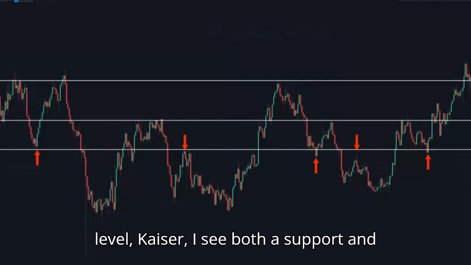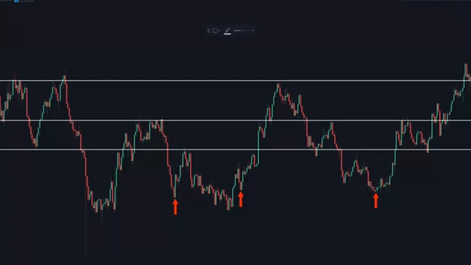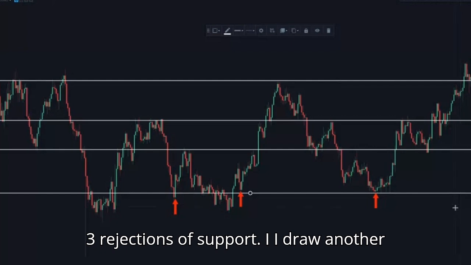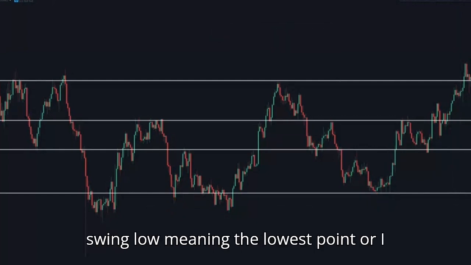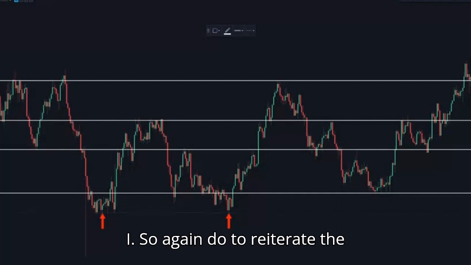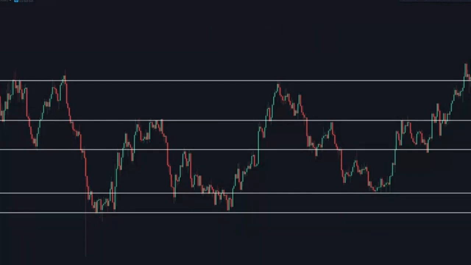Moving down to this next level, I see both support and resistance rejections, another five in total. So another line. Now at the bottom, three rejections of support, so I draw another line here. And finally, at the extreme swing low, meaning the lowest point, I see two rejections and I put in a line there as well.